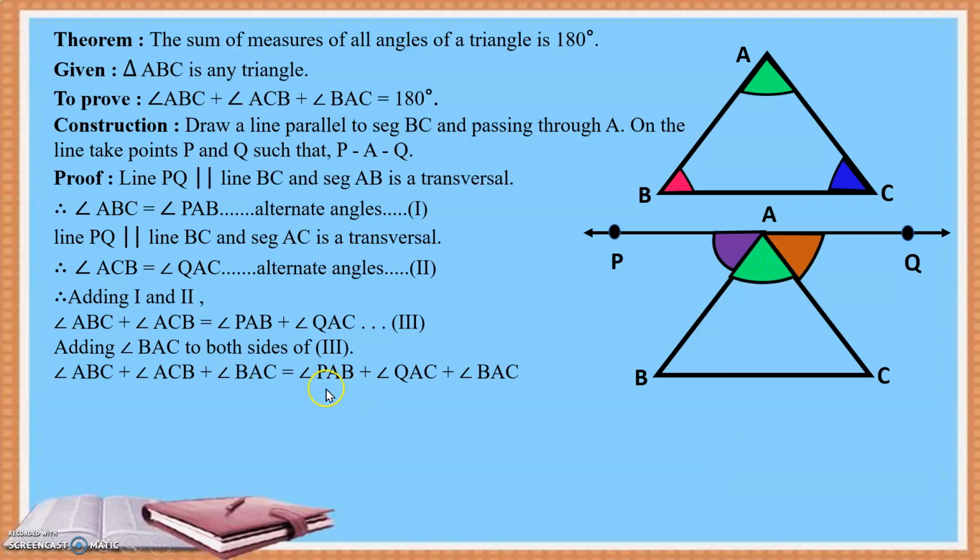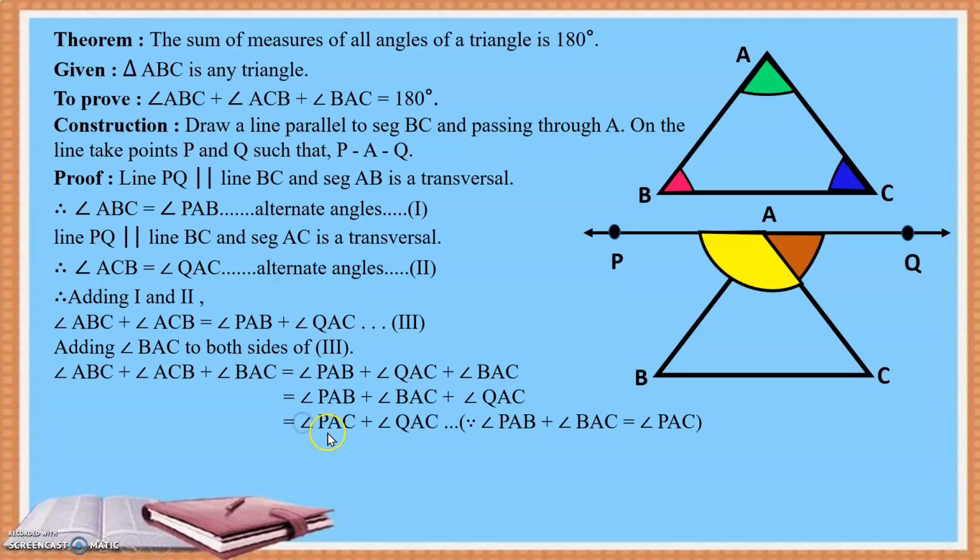Clear, students? Now in the next step, I am going to just rearrange the terms. On rearranging, I will get angle PAB plus angle BAC plus angle QAC. So I have written PAB, that is this purple angle, and the green angle together. The reason is because these two angles will form PAC. So in the next step, instead of these two angles, I will be writing angle PAC plus angle QAC. Okay? Because the two angles add up to PAC.